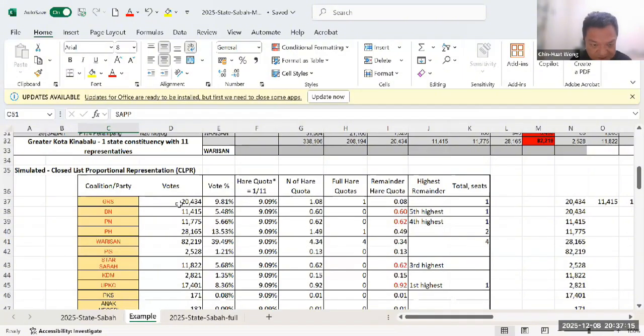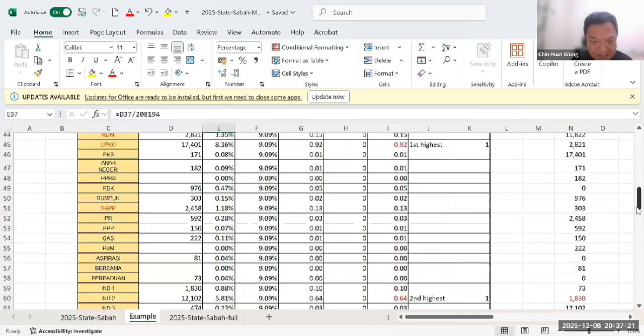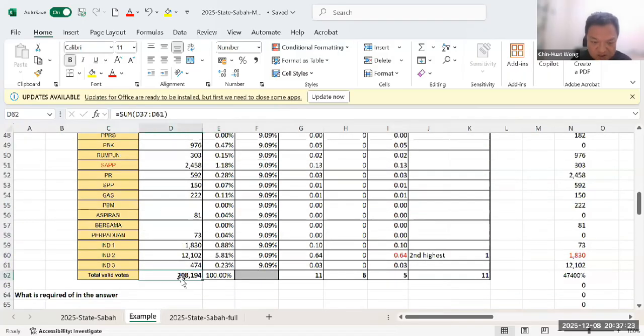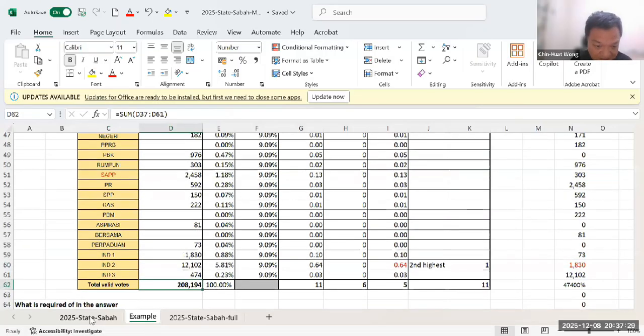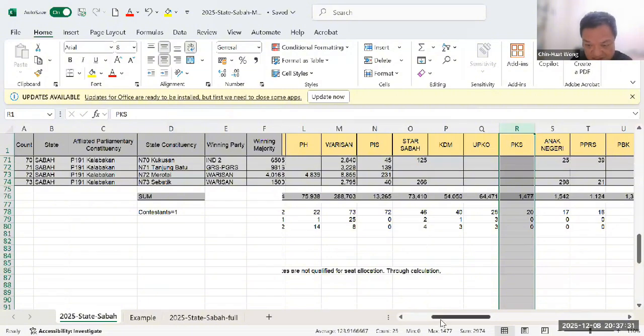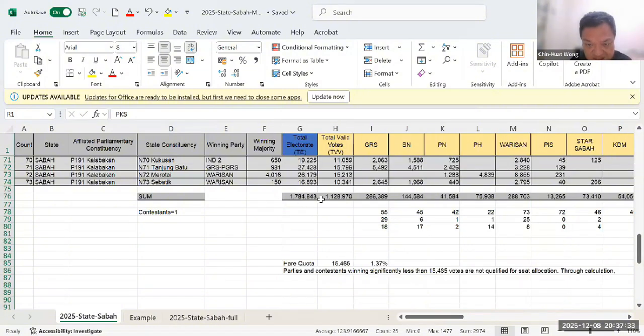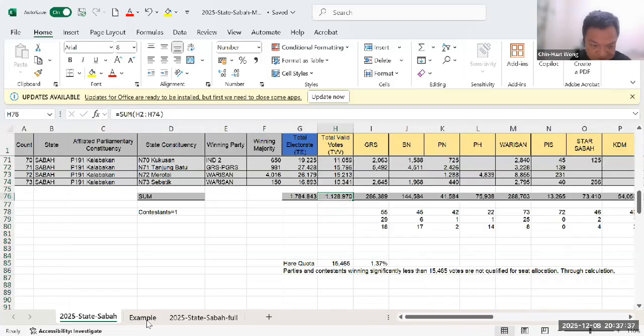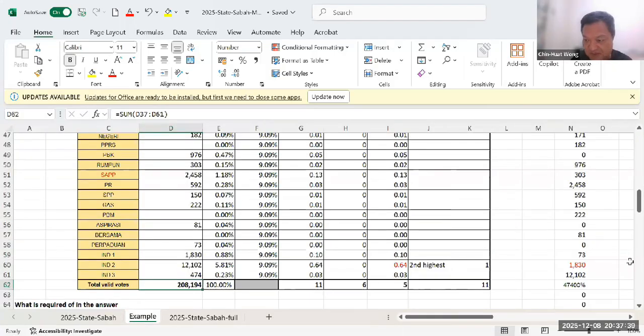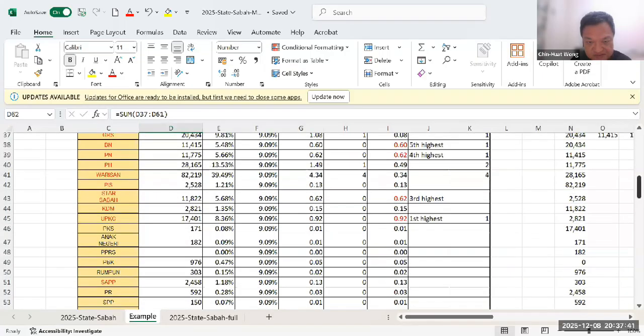And I'll show you what happened just now. You calculate all this vote percentage by overall. This is not 208. Here is 208, but the one that you're going to do will be the whole of Sabah. The number is 1128970. Fill it up and calculate all this.